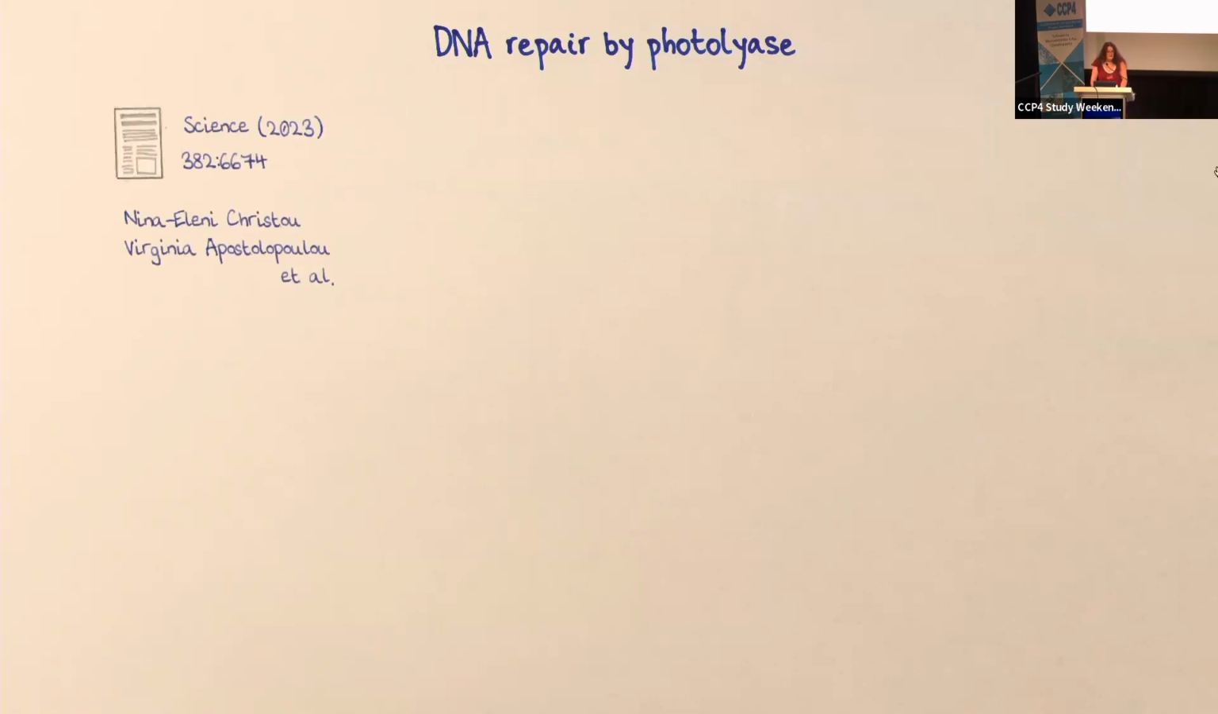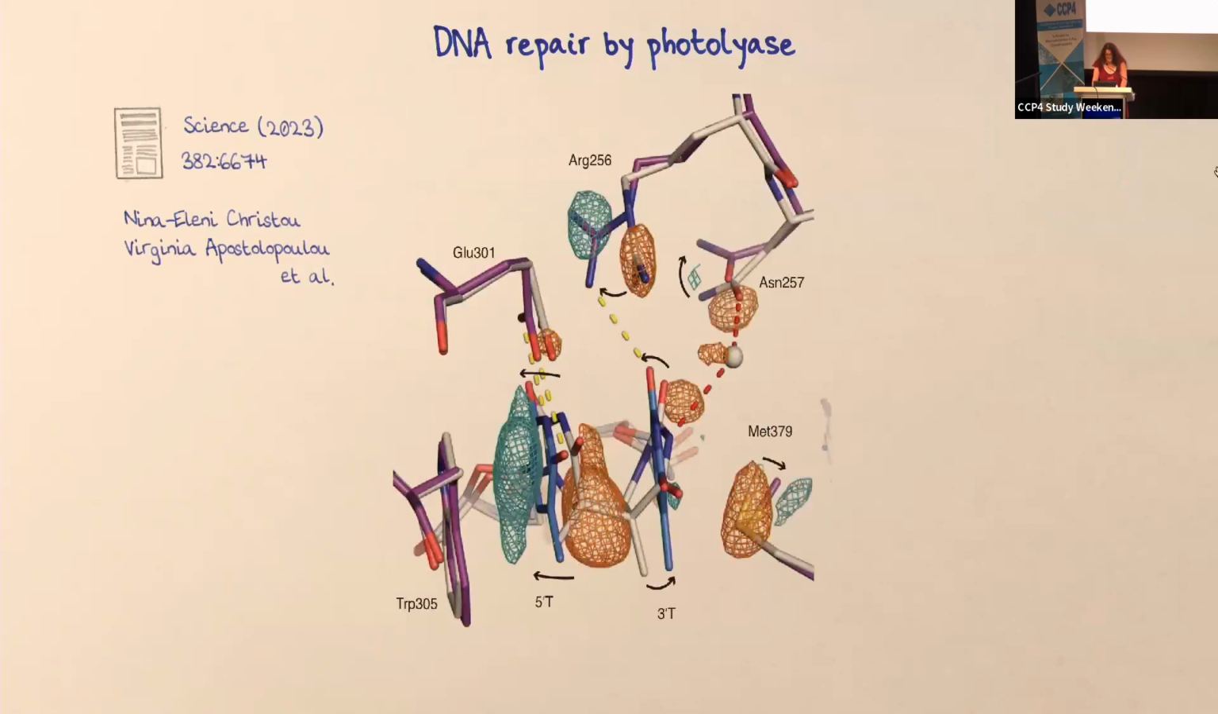And I'm very proud my postdoc is actually second author on this paper, and they looked at this and it was very obvious that there is a change in the thymine dimer, a negative density in the middle and a positive density to one side. So they were able to show the rescue of the DNA.